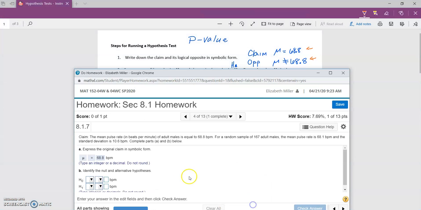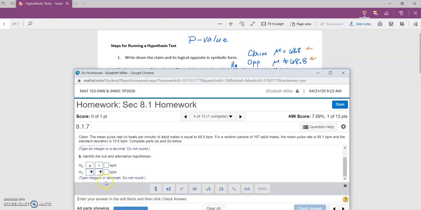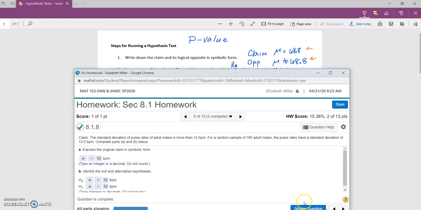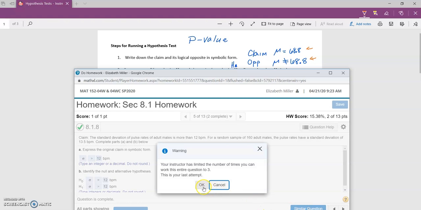So we'll pull up that homework problem. Again, our null hypothesis always uses equals. And the alternative hypothesis is going to be either the claim or the opposite claim. In this case, it's the opposite claim, not equal to 68.8. Good.